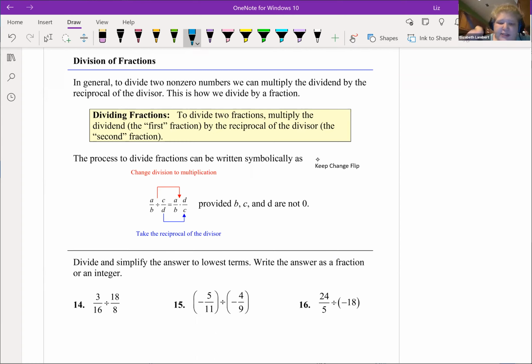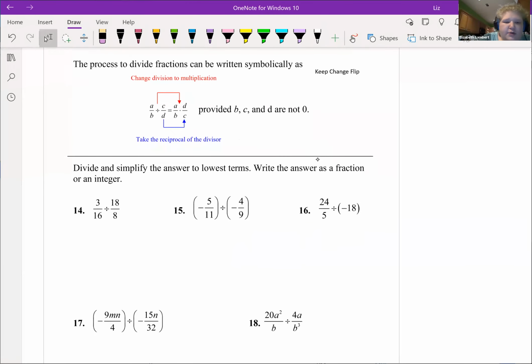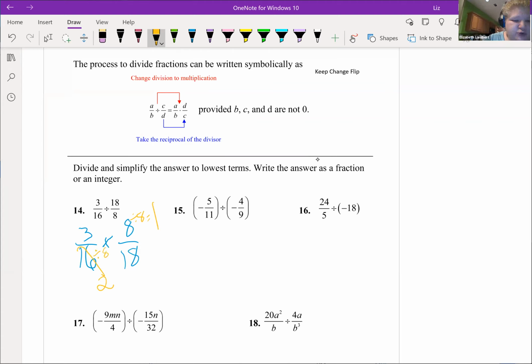So that is what we're going to practice. To figure out what 3/16 divided by 18/8 is, keep the first one, 3/16, change it to multiplication, and then flip it so it is 8/18. Now we just need to do any reduction that we can. So 8 and 16 are both divisible by 8. So 8 divided by 8 is 1. 16 divided by 8 is 2.